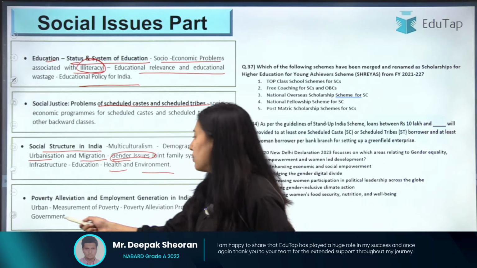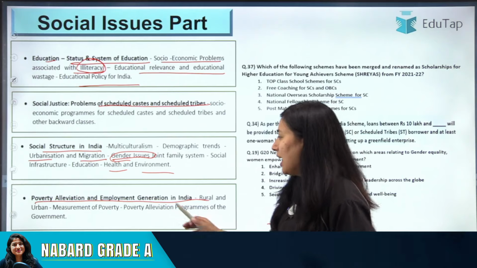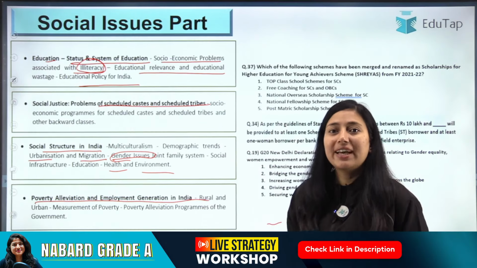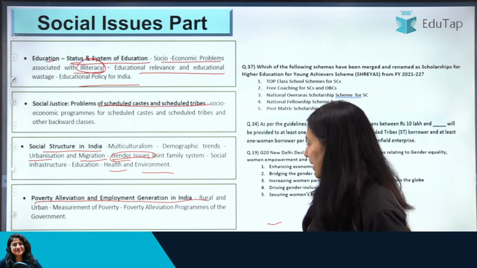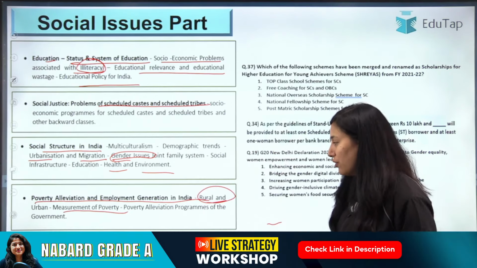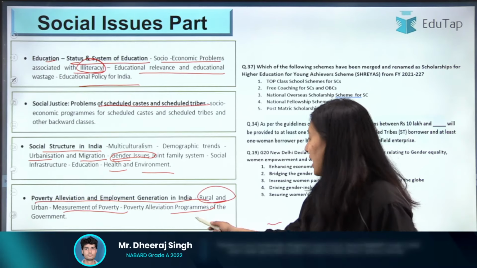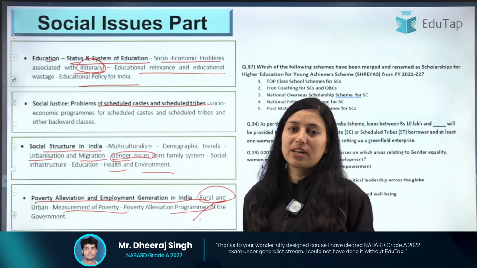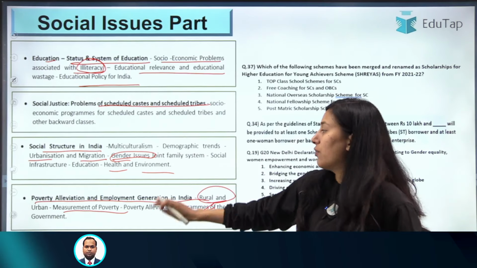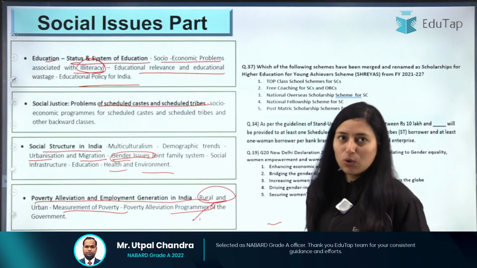Clear. Next we have poverty alleviation and employment generation in India. Very important, students. Okay, again, many questions have been asked from this topic, so you have to know what is poverty alleviation and employment generation that is happening in India. Then rural and urban measurement of poverty, how we measure poverty, and poverty alleviation programs that are being run by the government. Because many questions related to schemes come from here. You have to know what all programs are being run by the government for poverty alleviation. You should know what the government is doing for poverty alleviation, right?